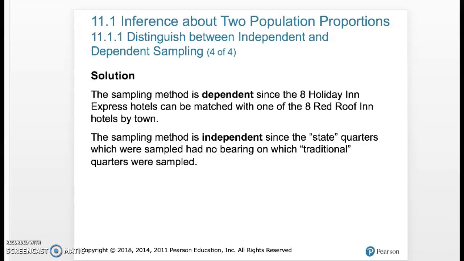So just to recap what we've said, the first sampling method is dependent since the 8 Holiday Inn Express hotels can be matched with one of the 8 Red Roof Inn hotels by town. And for the second scenario, the sampling method is independent since the state quarters which were sampled had no bearing on which traditional quarters were sampled. There was just no pairing.